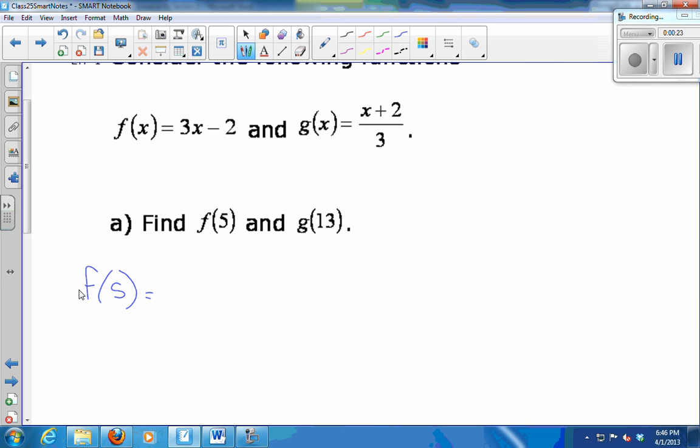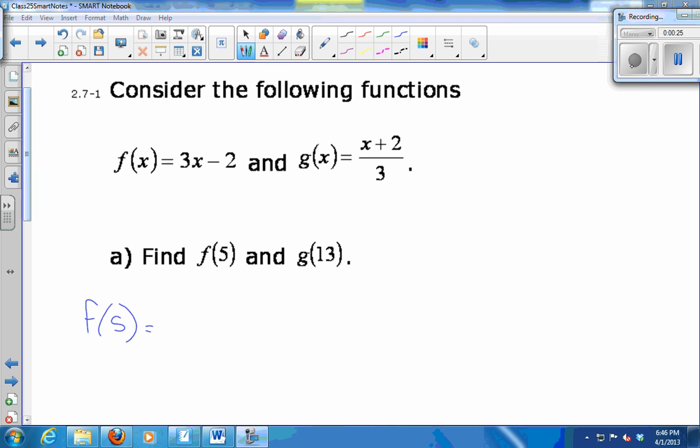Okay, so f of 5. If f is 3x minus 2, what do you get when you plug a 5 in there? 13. 3 times 5 is 15, minus 2 is 13.